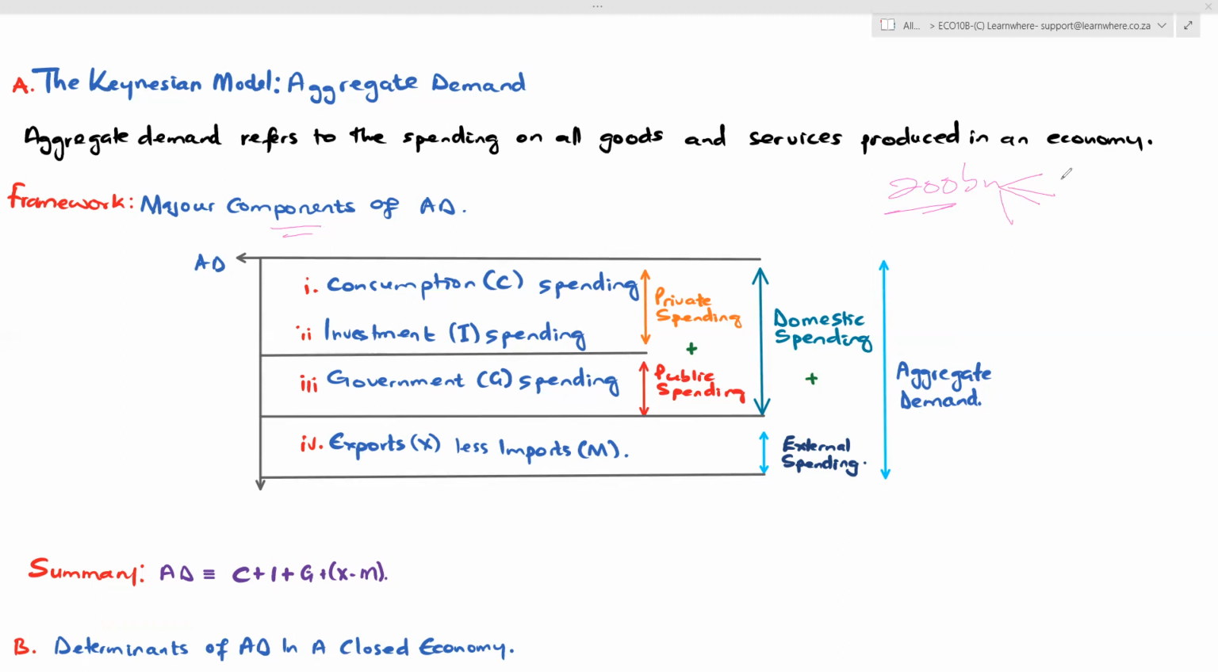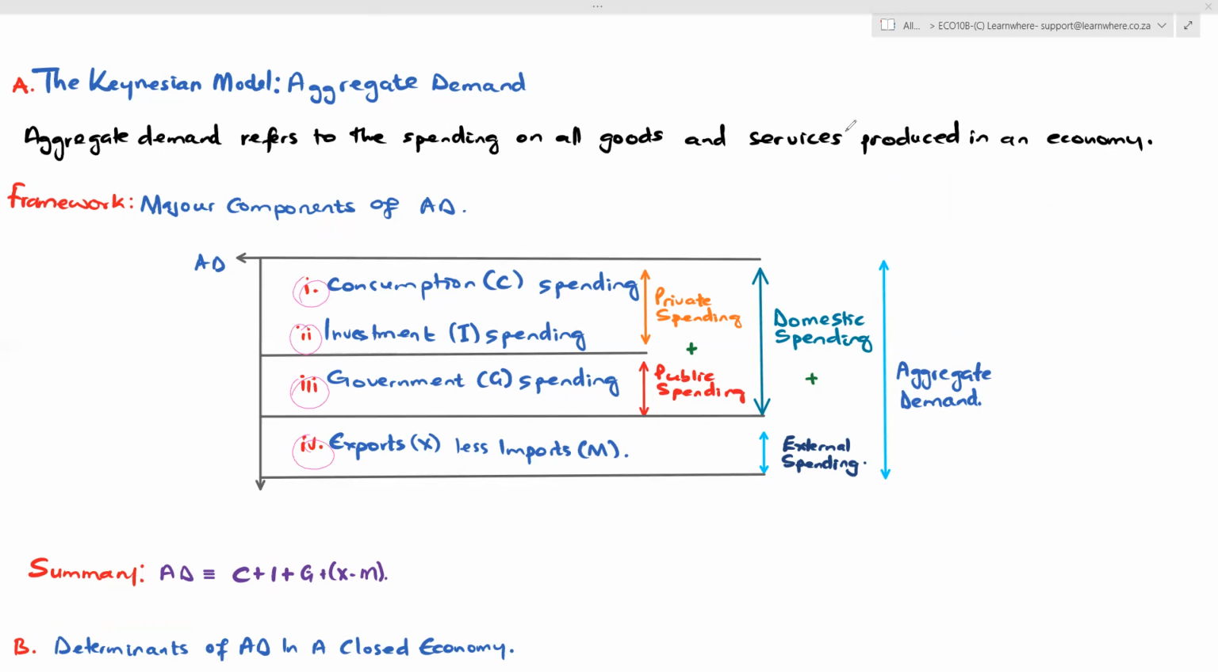In other words, which sector or which component, or who purchased what out of this 200 billion worth of goods and services produced in 2022. Okay, so there are 4 main components of aggregate demand. Firstly, we've got consumption spending. Secondly, we've got investment spending. Third, we've got government spending. And fourth, we've got exports, less imports. And this one is known as net exports. In other words, the difference between exports and imports, or exports minus imports, is known as net exports.